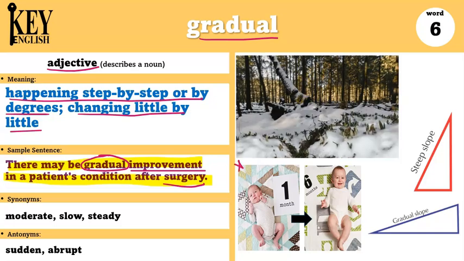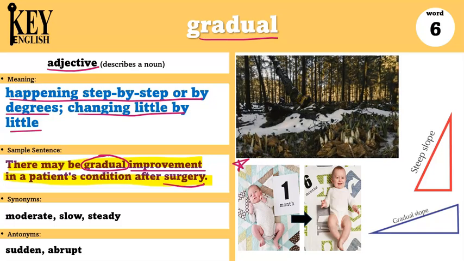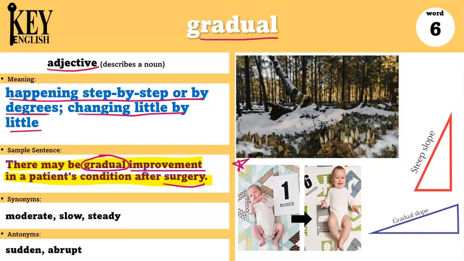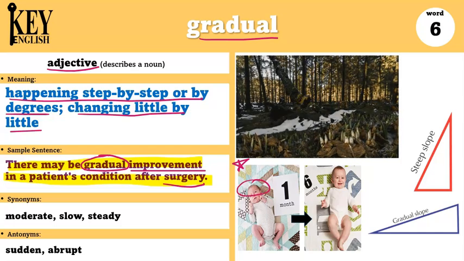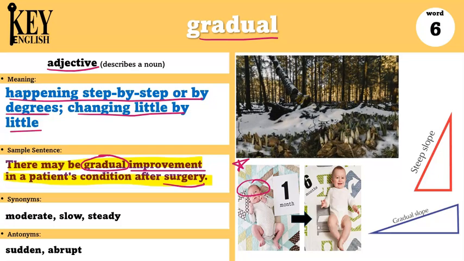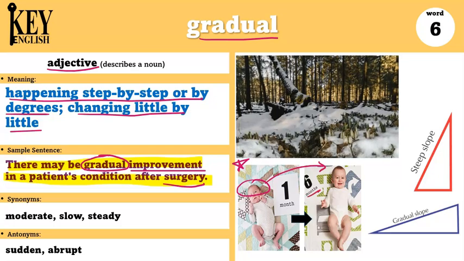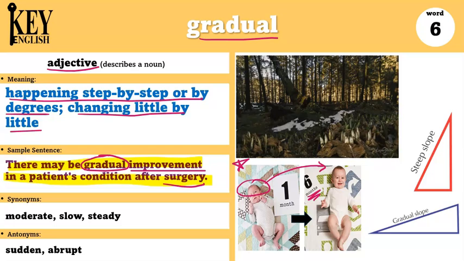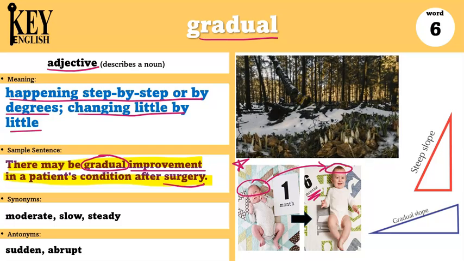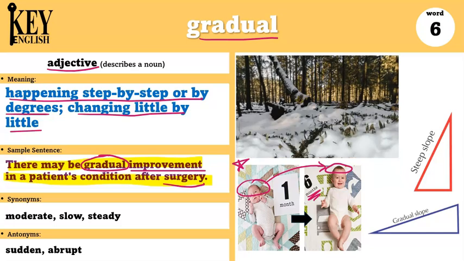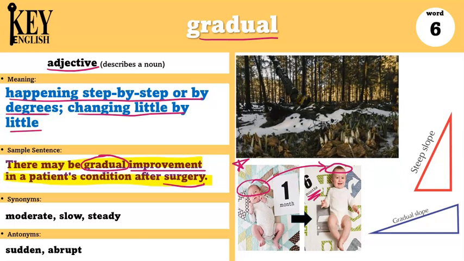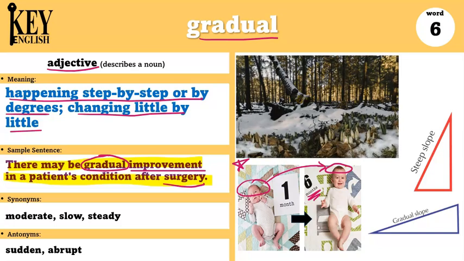Another example would be, the baby's hair grew in a gradual way. So here, when the baby is 1 month old, you can see it has just a little bit of hair. And then over time, now the baby is 6 months old and it has just a little bit more hair. So the hair didn't grow a lot or very quickly. It was gradual. It's happening slowly.